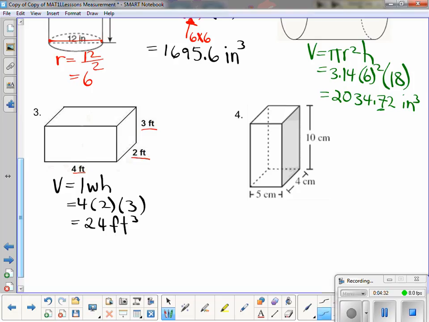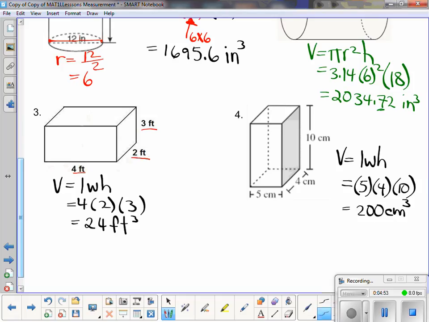Okay, again, it's a box. It's a taller box and more skinny, but the volume for that would be length times width times height. So again, I'm starting at the bottom. I have 5 times 4 times 10. So when I do this one, it's a grand total of 200 centimeters cubed.